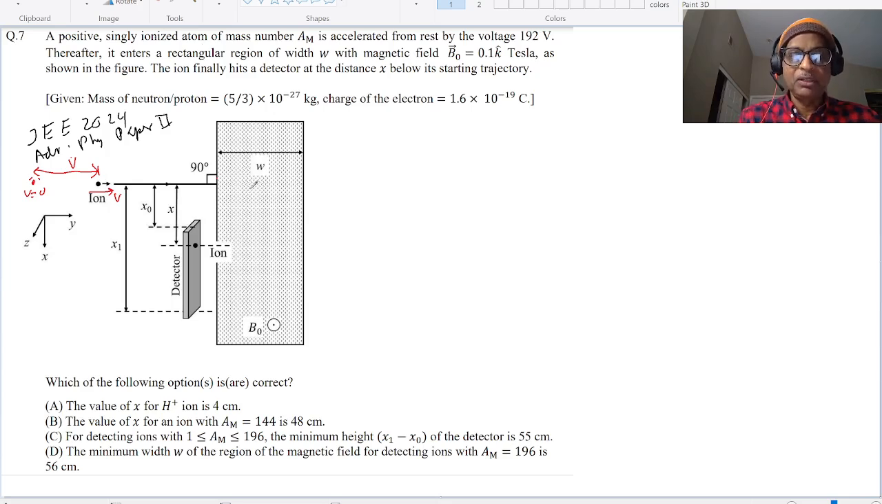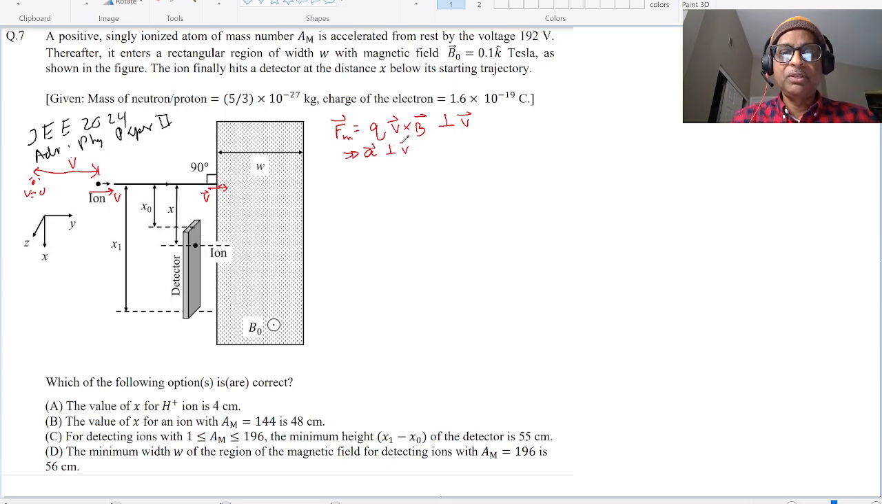What's going to happen in this region? Well, if it enters with velocity v here, then at any point, the magnetic force is going to be Q v cross B, right? So this is actually perpendicular to v. That means the acceleration, ignoring gravity and everything here, so don't worry about gravity, is going to be perpendicular to v. That means you're going to have a circular motion.